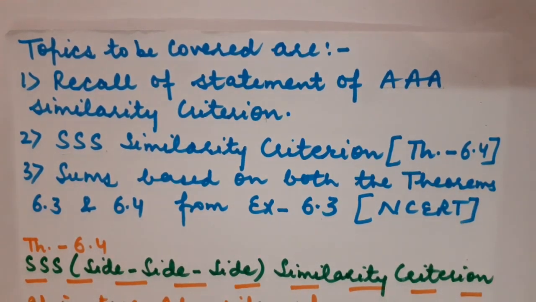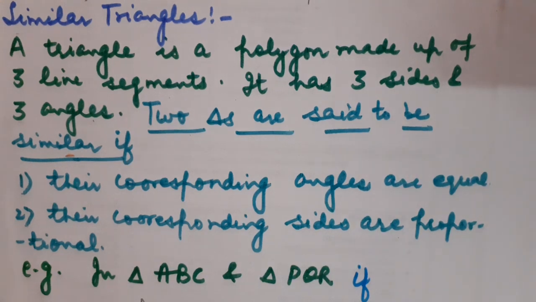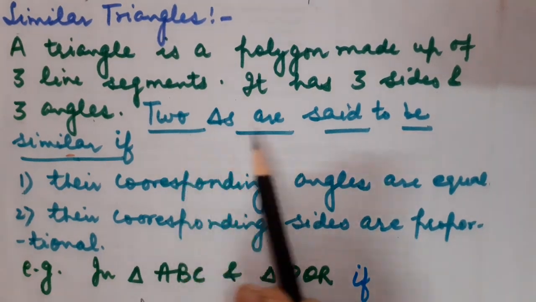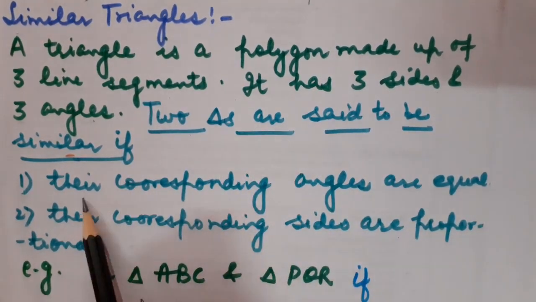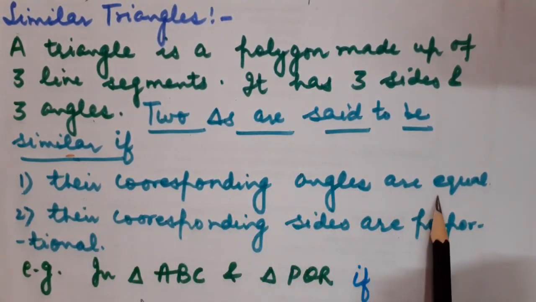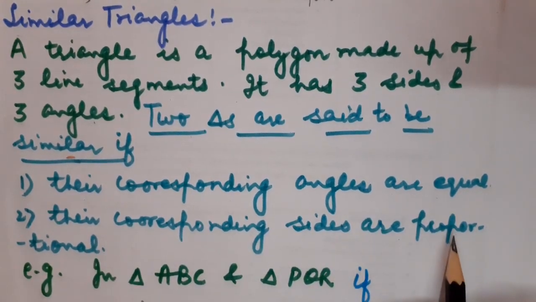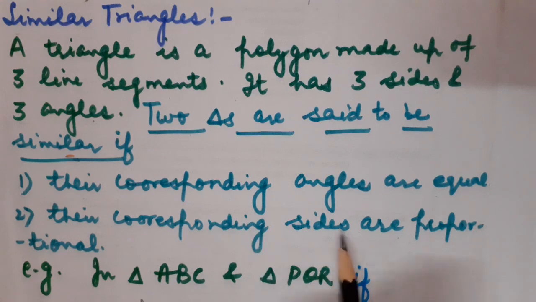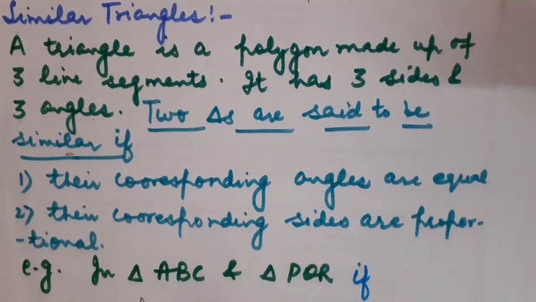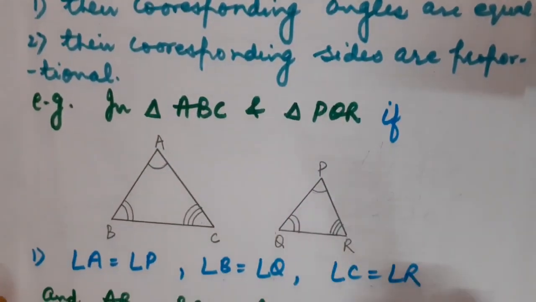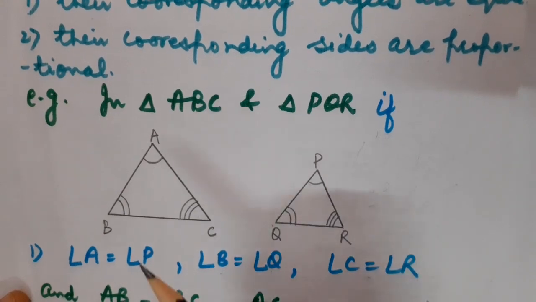Fine children? So children, before I make you recall the concept of triple A similarity criteria, let us once recall the definition of two similar triangles. Two triangles are said to be similar if their corresponding angles are equal and their corresponding sides are proportional, means their corresponding sides are in the same ratio. This I explained you through a diagram also. Just have a look once again.